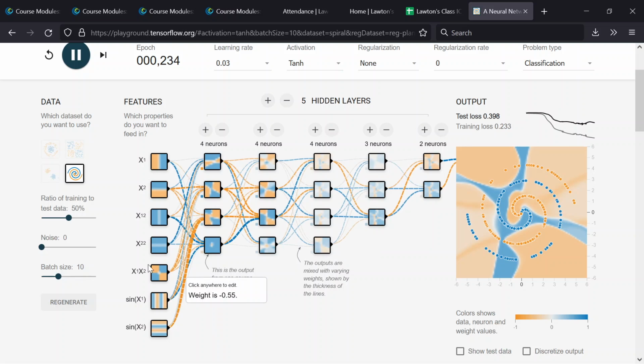So yeah, there is a way, but that's neural networks in a nutshell. Are there any questions about this?